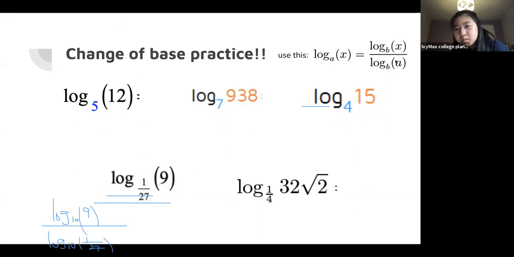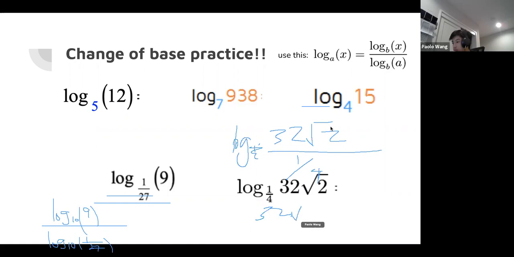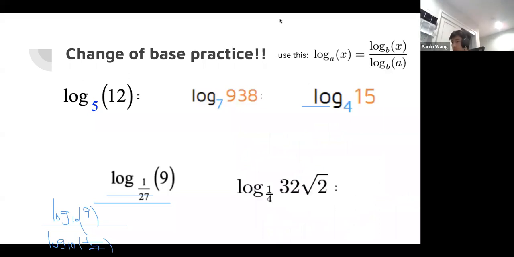Cool. Okay, next one, Paulo. Okay, so for this one, what you want to do is use the log base formula again. So then you get natural log, so you don't have to write the base basically. 32 root 2 over 1 over 4. So then you get 32 root 2 over 1 times 4 over 1, and then you get 128 root 2. Cool, okay.